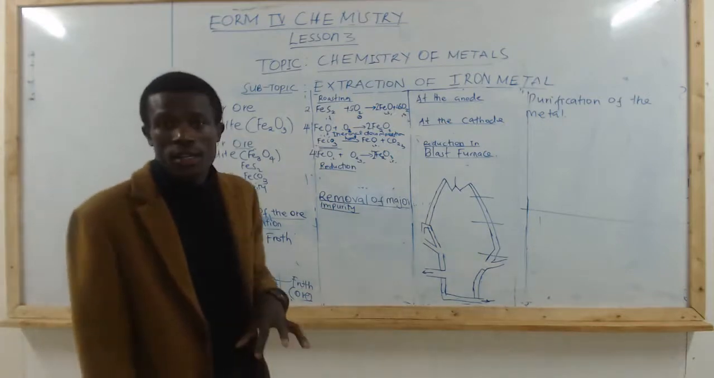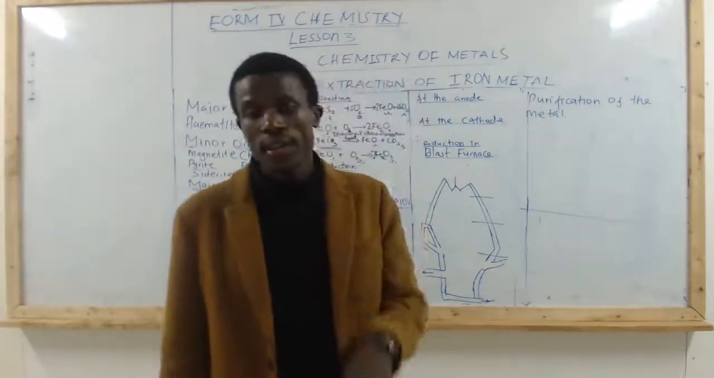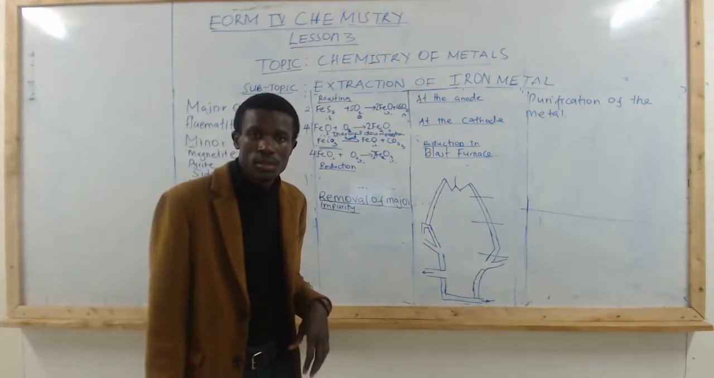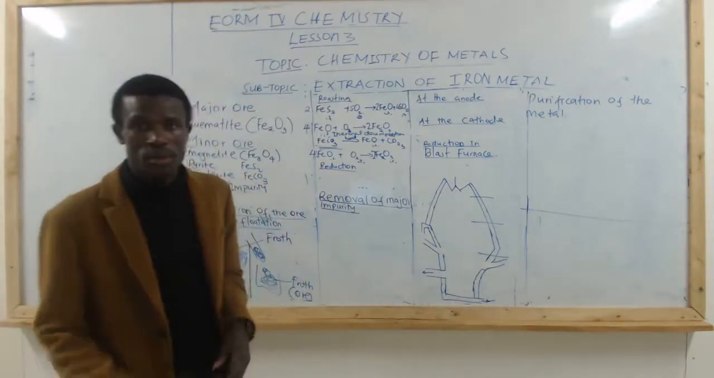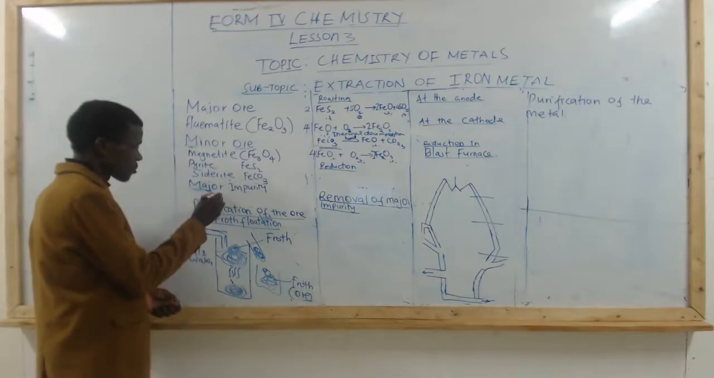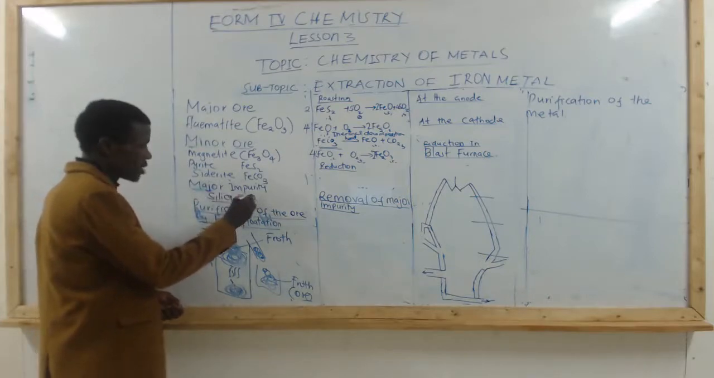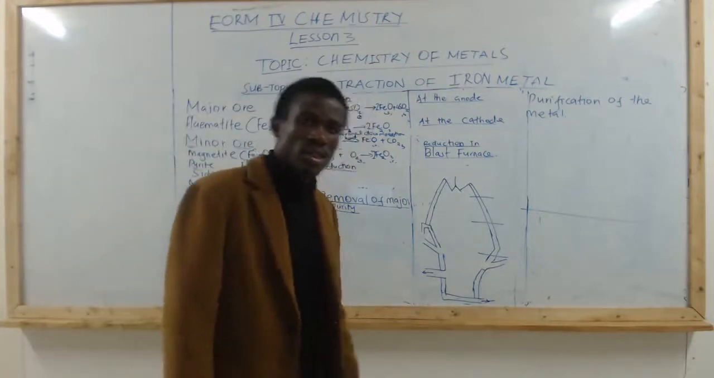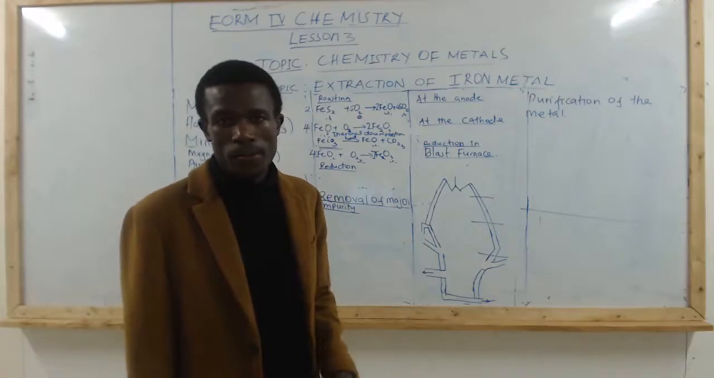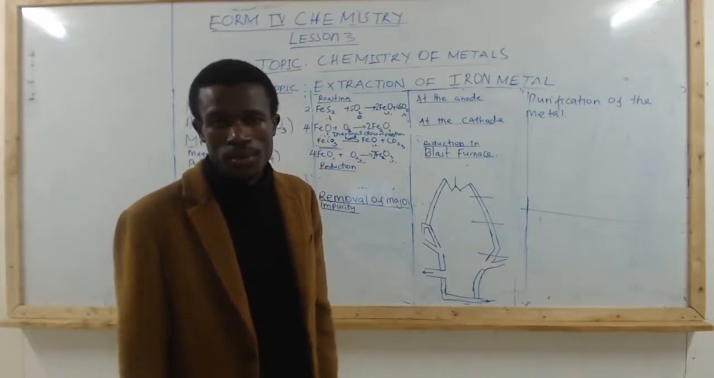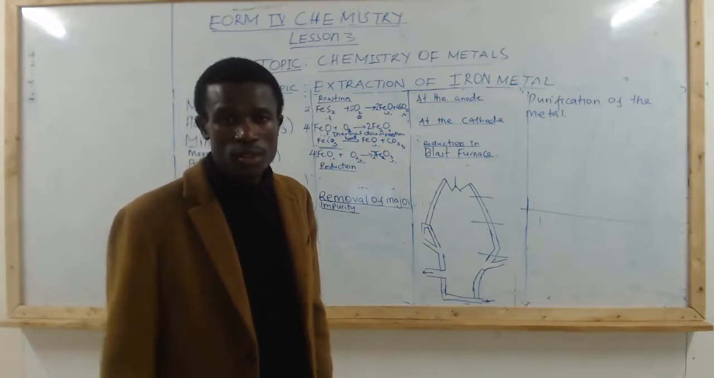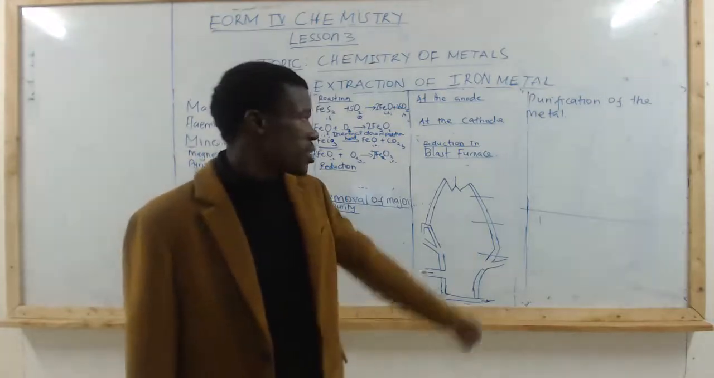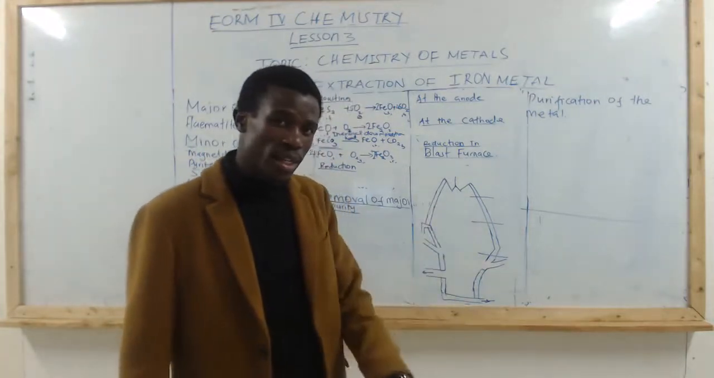But remember, the major impurity in iron is very simple. The major impurity in iron is silica, just as in lead. Now silica has to be removed. And the removal of silica takes place in the furnace, so we will be looking at it later.